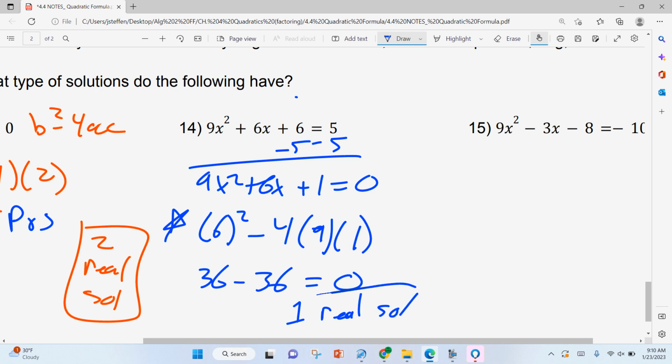Now, do not get confused. A lot of students think that if it's 0, it is 0 solutions. 0 is always 1 solution. You never have 0 solutions. That means you have 2 imaginary solutions.